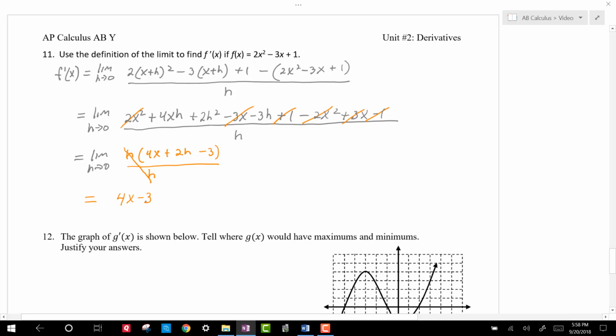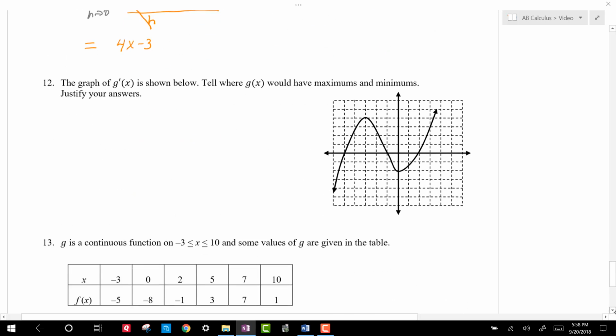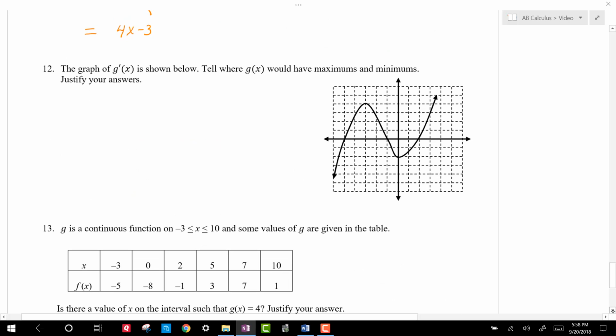Now, again, if you look at this original function, you should see that right away. If you bring the 2 down in front and multiply, that's going to be 4x. The derivative of negative 3x is negative 3. I knew that before I even started. Nifty, nifty. All right, the graph of g prime is shown.